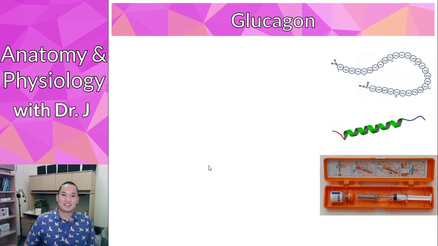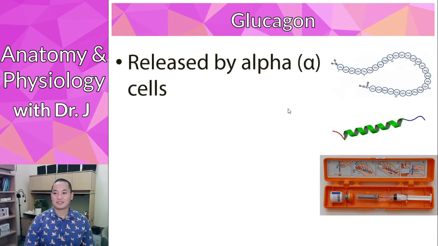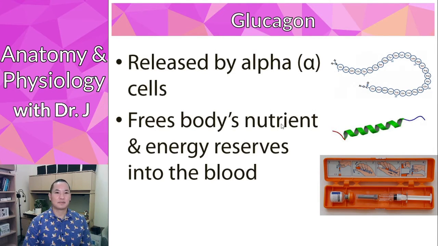Now the opposite, and this is interesting: there's another hormone released by alpha cells called glucagon. Glucagon frees your body's nutrient reserves into the blood. So this is what we have here, and hey, glucagon looks like another cartoon of a bunch of beads on a chain with all these amino acid names. And it looks like a little ribbon right here. So it is a peptide because again, you have these chains of amino acids.